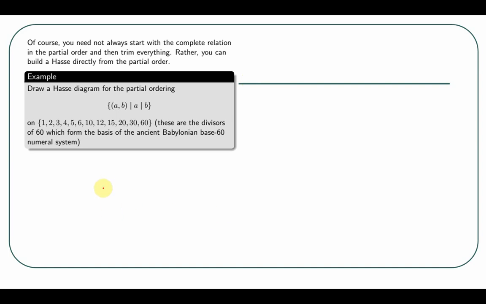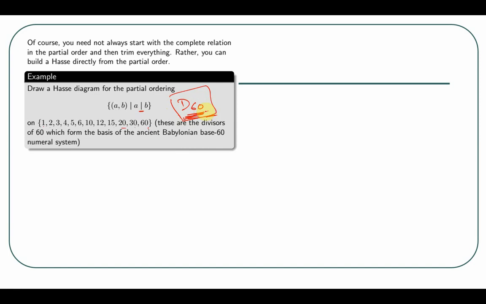Let's see an example of how to draw the hash diagram without starting from the digraph. So let us say I have a set 1, 2, 3, 4, 5, 6, 10, 12, 15, 20, 30, 60, and the relation is the divisibility operation. This particular set is the D60 set. D60 means this is the set of the positive divisors of 60. You'll very often find questions or notations like this, D60. So D60 is the set of all the positive divisors of 60.